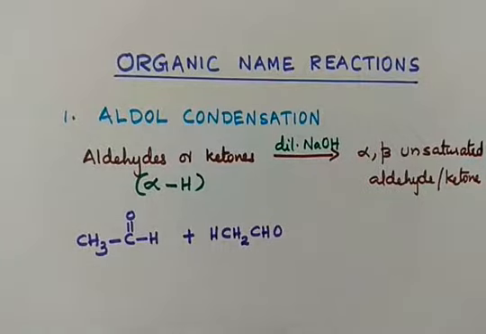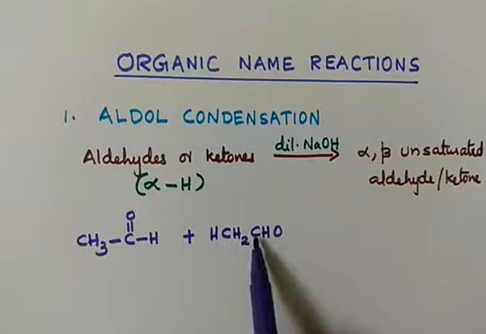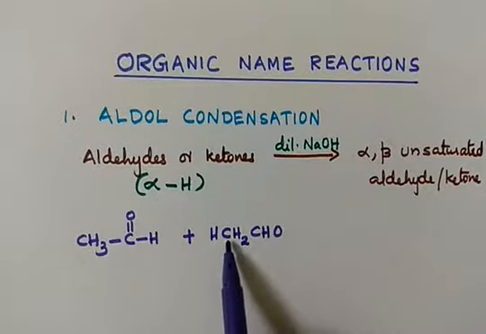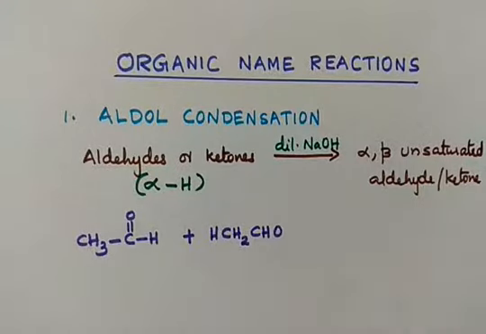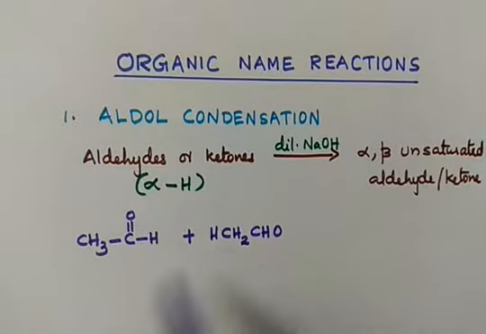And here which is the alpha hydrogen? Alpha hydrogen is the hydrogen in alpha carbon. So this is the alpha carbon. Okay, this is the functional group. The carbon adjacent to the functional group is the alpha carbon. So here this is the alpha carbon. And the hydrogen present in alpha carbon is called alpha hydrogen.